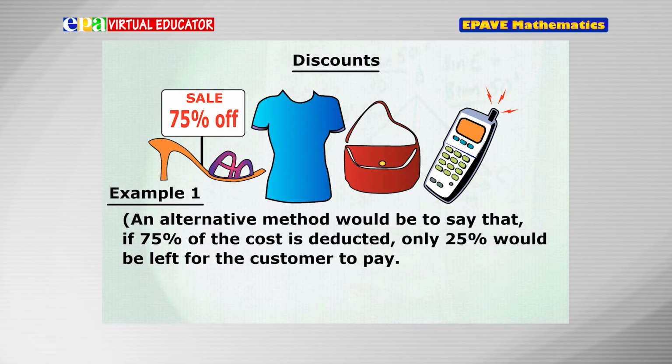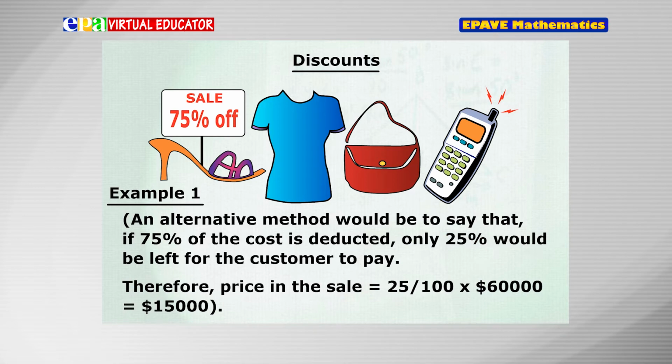Another method would be to say that if 75% of the cost is deducted, only 25% would be left for the customer to pay. Therefore, the price in the sale is equal to 25 divided by 100 multiplied by $60,000, which is equal to $15,000.